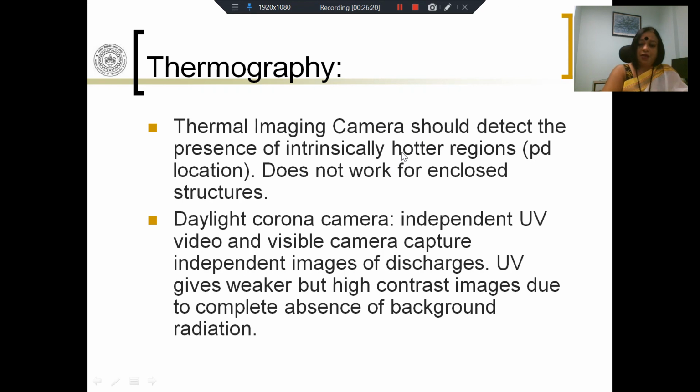Apart from acoustic techniques, we are also going to use certain other techniques where we look at the various other energy forms that are emanating from a PD, and we use measurement techniques to measure those energy contents to be able to detect and to locate PD. This we will discuss in the next lecture.